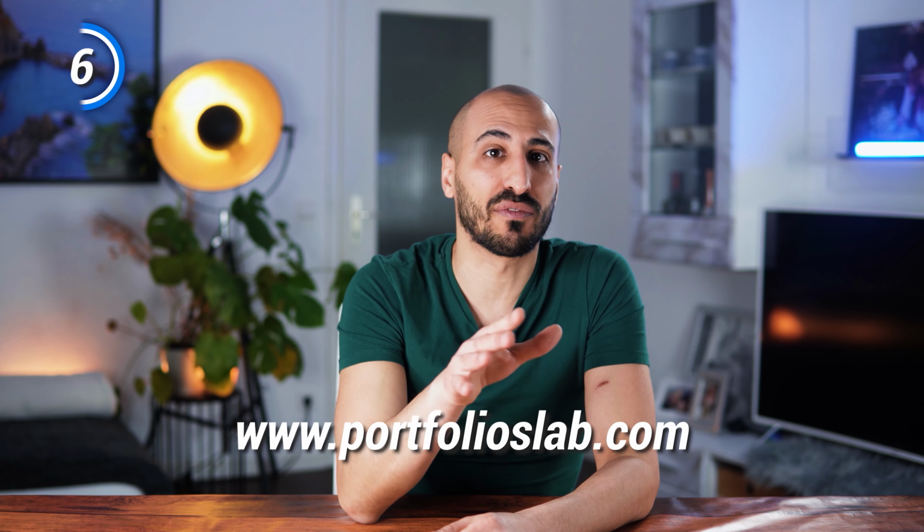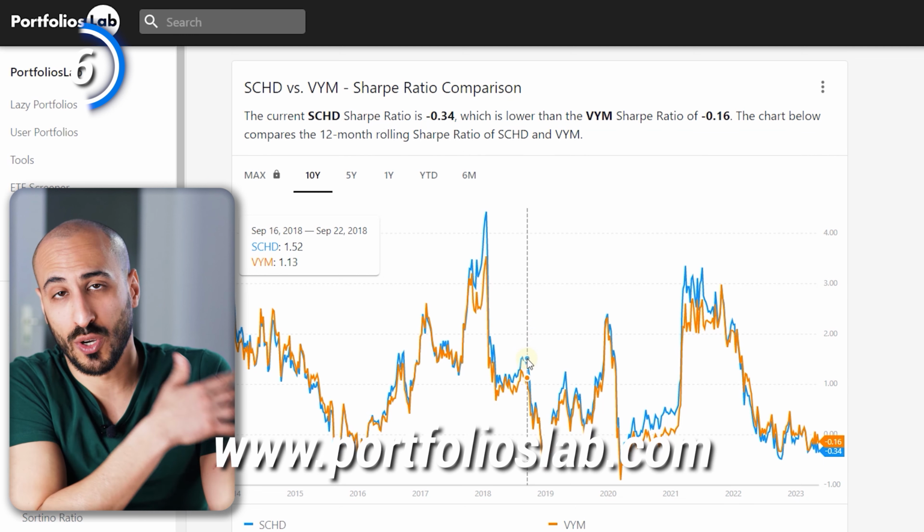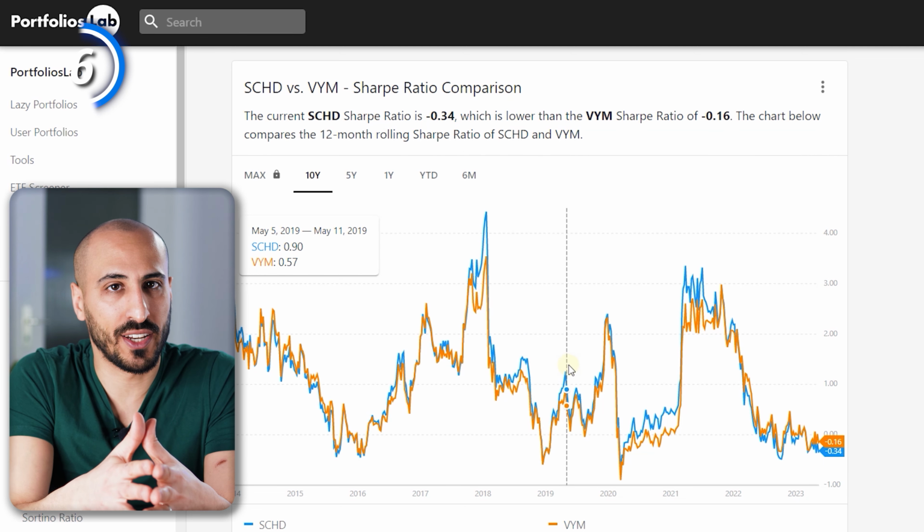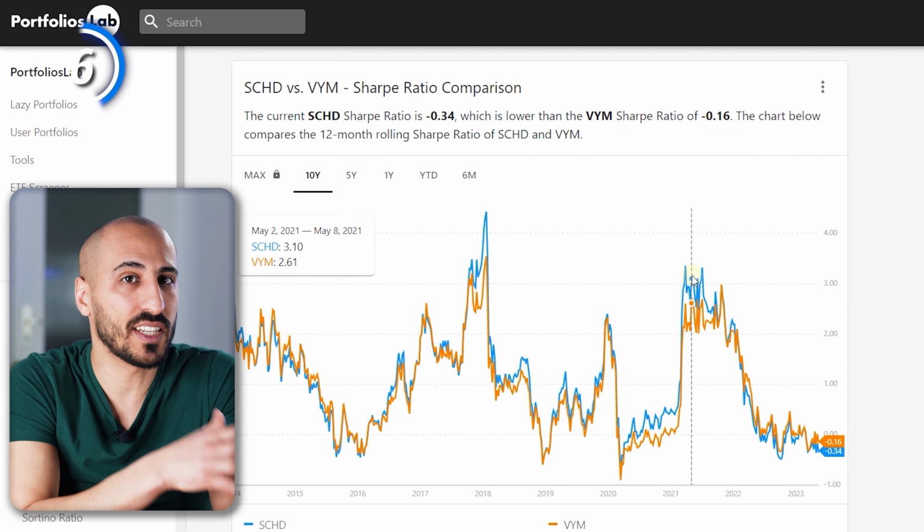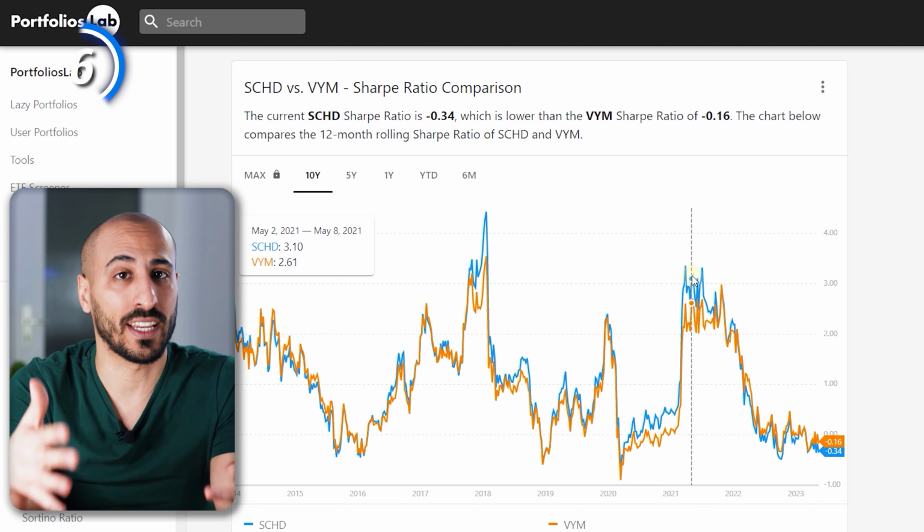I'm not going to go into details on the formula of the Sharpe ratio, don't worry, but I'm only going to show you a comparison that I got from Portfolios Lab. If you check the Sharpe ratio of SCHD and VYM during the last 10 years, you notice that in general, SCHD, the blue line, has had a higher Sharpe ratio overall. This means that in general, explained in a really basic way, it's more worth it investing in SCHD than in VYM with regards to returns and risk.